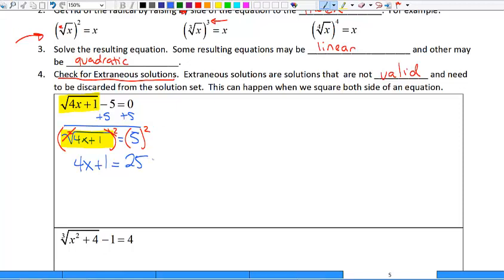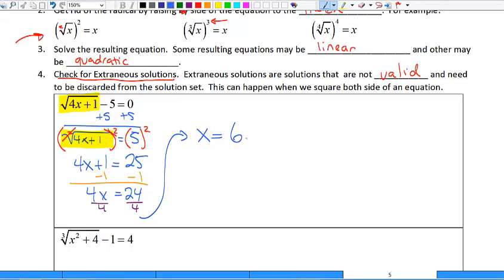And then step 3 says solve the resulting equation. Notice that this does not have any x squareds on it. Because there's no x squared, it's not quadratic. This is just linear. This is something fairly simple to solve. I'm going to subtract 1 to get all of the x's on the left and the numbers on the right. Then I'm going to come in and divide both sides by 4. And my solution is x is equal to 6. Great, this is my potential answer.